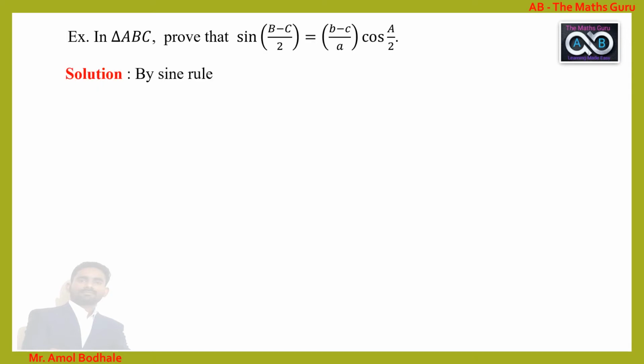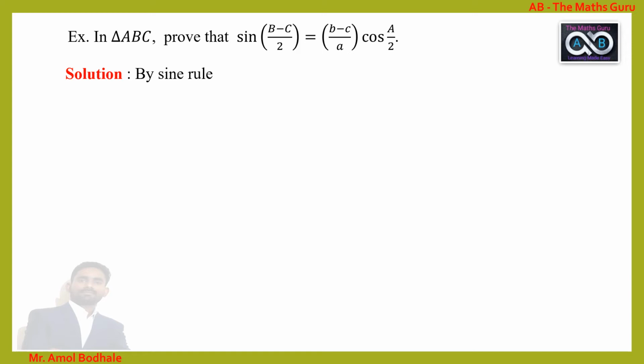Let's see the next example. In triangle ABC, prove that sine of (B minus C) upon 2 equals (b minus c) upon a into cos of A by 2. So here the RHS contains small a, b, c, so we can calculate the values of small a, b, c using the sine rule.